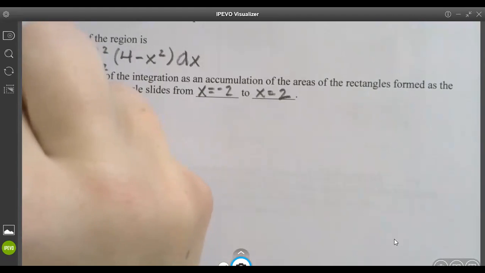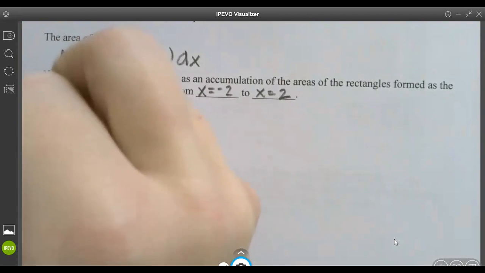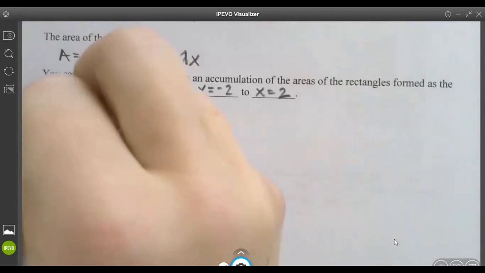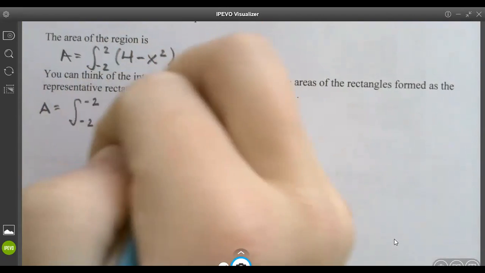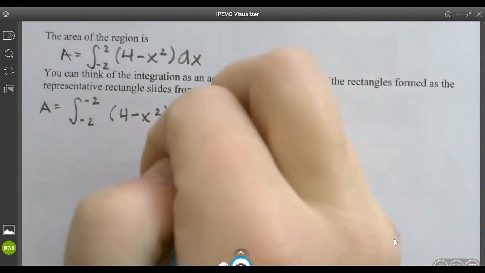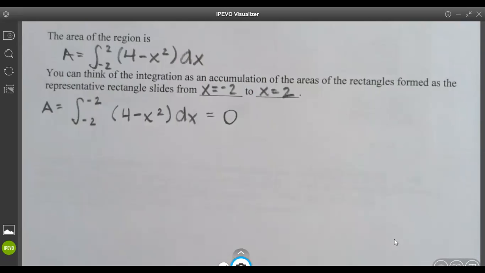So to make it an accumulation process, you start with your smallest and go to that smallest. So -2 to -2 of that 4 minus x squared dx. What would be the integration of 4 minus x squared? And then what would you do? Plug in -2 minus plug in -2, right? What happens if you're subtracting and plugging in the same thing? It's going to get 0, right? So your first one is going to be 0.